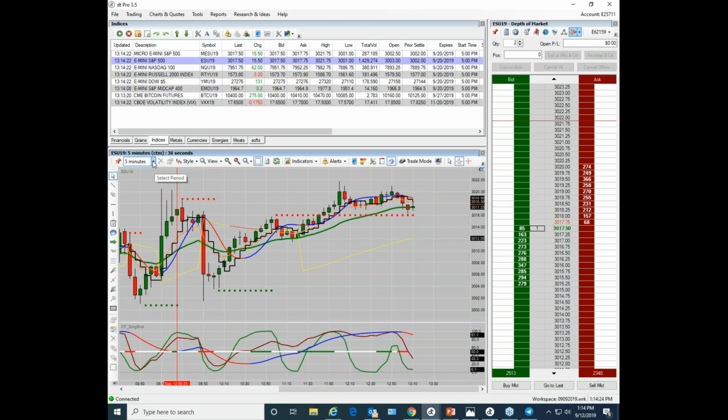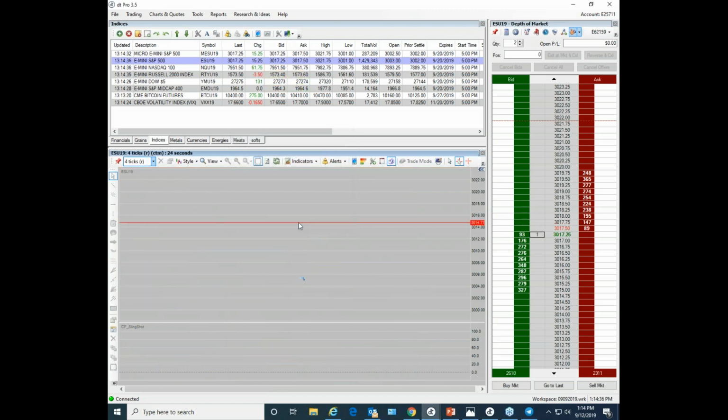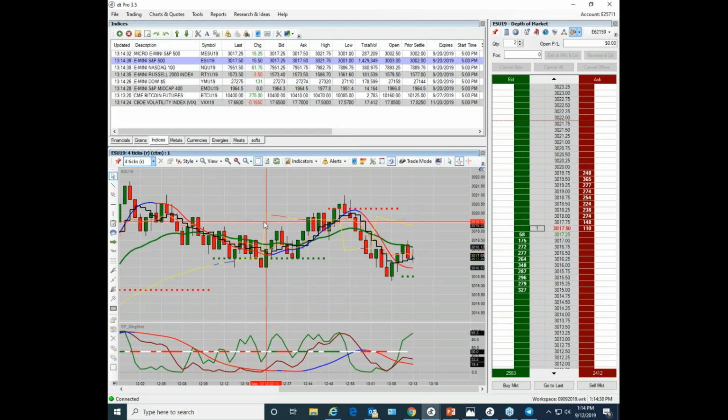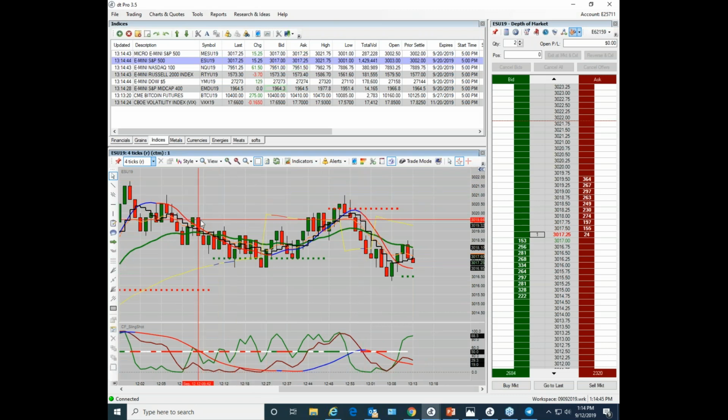So if you're using DTPro, just in the left-hand corner of the chart, see where it says 5 minutes, hit the drop-down box here and go down to custom. Select range bar and make that one look like a 4, and hit OK. Right now you're staring at the SP e-mini on a 4-tick range chart. Okay, why the 4-tick range chart, Bert?